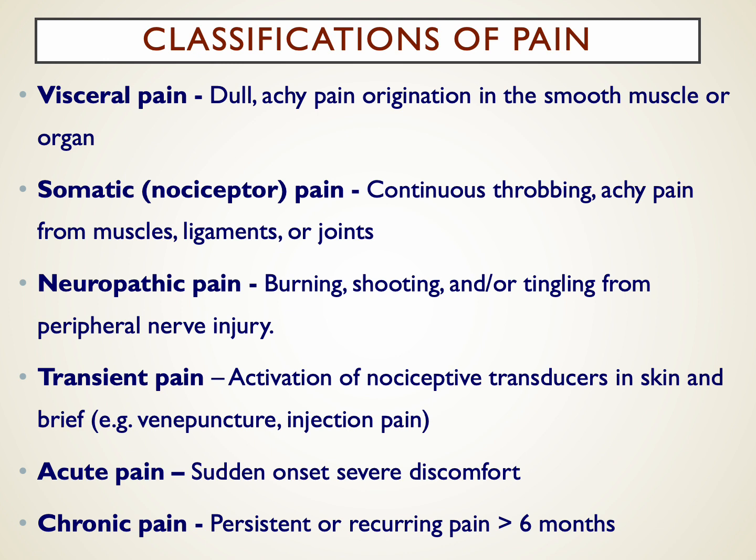We can also differentiate pain on its duration. Is it transient, is it acute, or is it chronic? Transient is really activation of nociceptive transducers in the skin or other areas, and this is the classic very short transient pain associated, for example, with a venipuncture or injection. Very short-lived, and you expect it to dissipate almost as soon as that insult is complete. There's acute pain, which typically has a more sudden onset and usually a short duration. Sometimes can be moderate, sometimes can be severe.